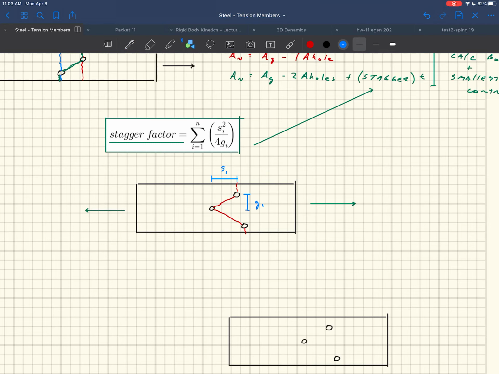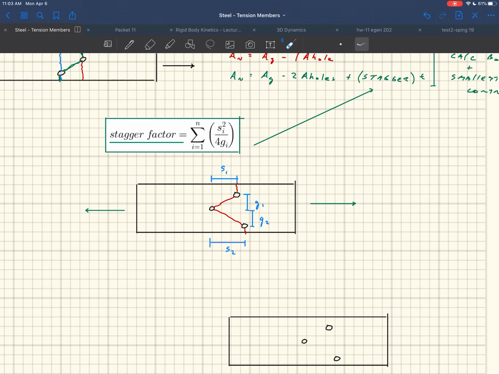But then that's only one of them, right? And there's another one here that goes from here down to here. That would be g_2, right? And then this distance here would be s_2. Right? Since we have 2 staggers in there, you'd have to sum those things up. Okay, and then for this stagger factor that I've drawn right here would be s_1 squared over 4g_1 plus s_2 squared over 4g_2. Okay, and you add those things together, and that would tell you what the total stagger factor was here. So however many staggers you have is how many of these things you add up.